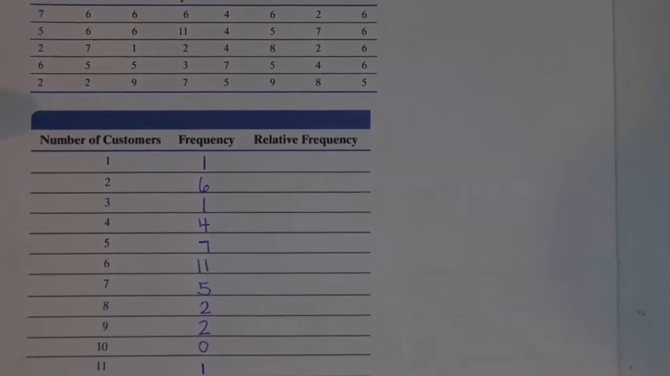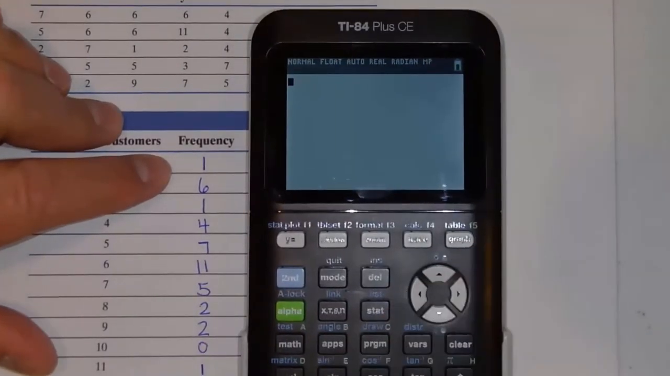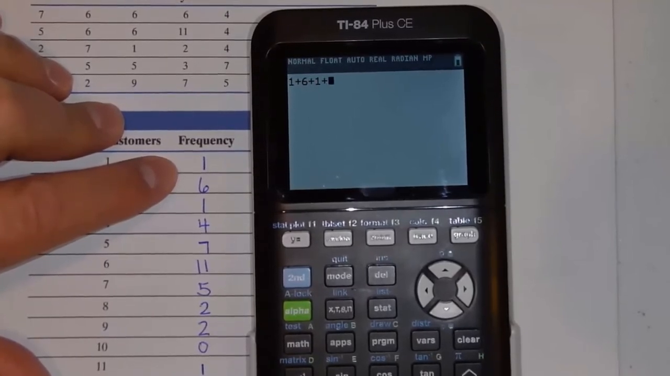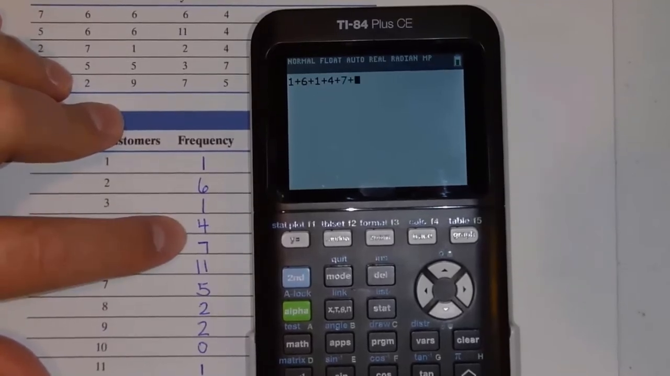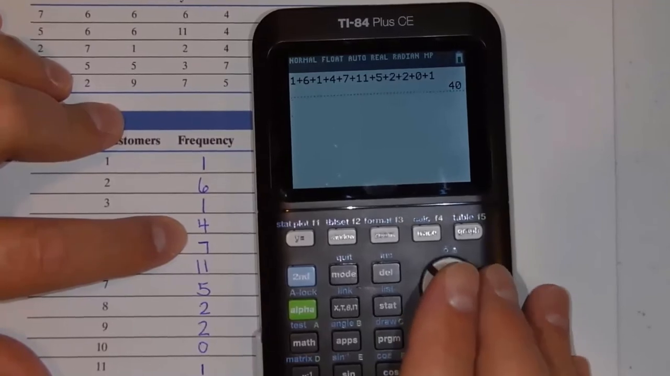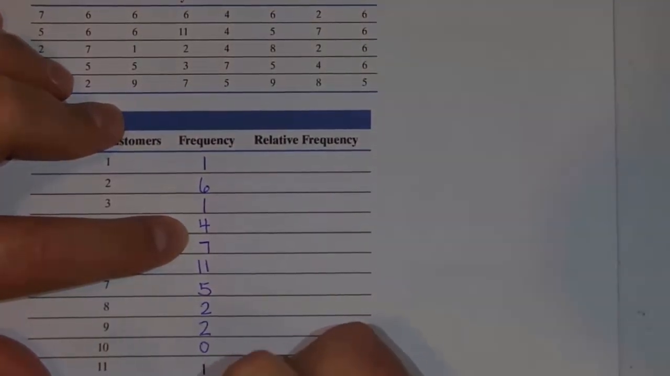So these are our frequencies. And just like we did with qualitative data, those should add up to the number of data values. We had 40 data values. So if I add up 1 plus 6 plus 1 plus 4 plus 7 plus 11 plus 5 plus 2 plus 2 plus 0 plus 1, that adds up to 40. If it doesn't, then I know I've miscounted. I've goofed somewhere. So that does equal 40.